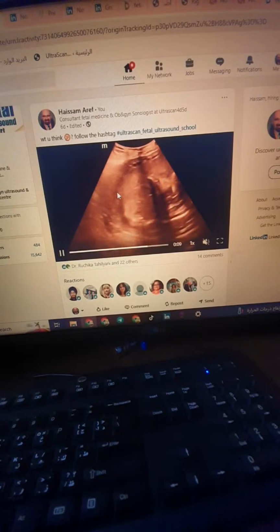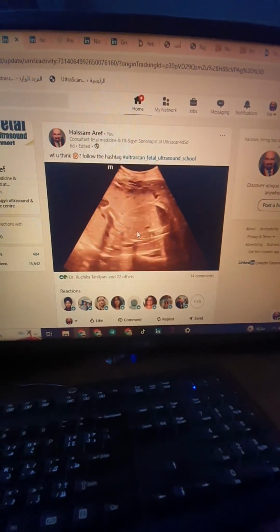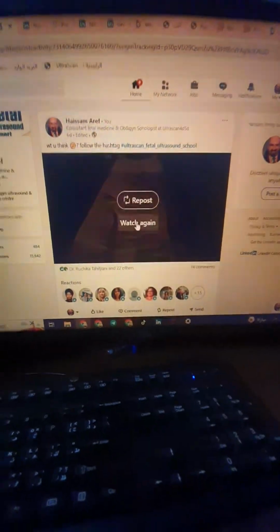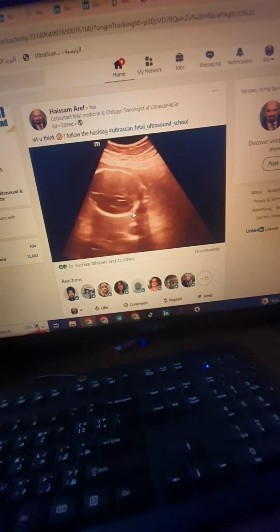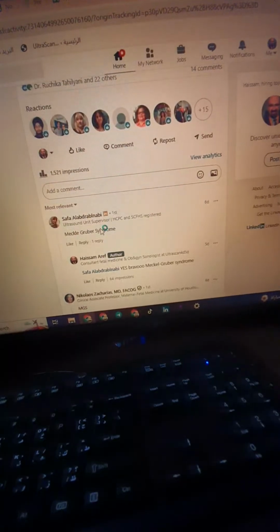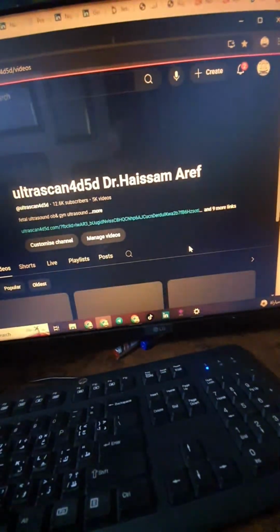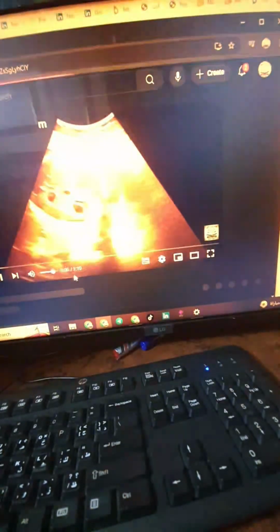Yes, this was a case of Meckel-Gruber syndrome, my friends. It depends upon the resolution you are watching, because here the kidney is apparent. It is enlarged and non-functioning, and we do have an encephalocele. So this was a case of Meckel-Gruber syndrome. We will take the comment from Dr. Safa, and we will change the description of our video to Meckel-Gruber syndrome.